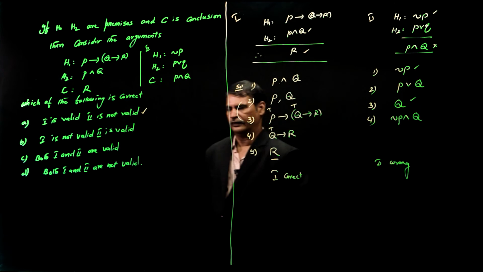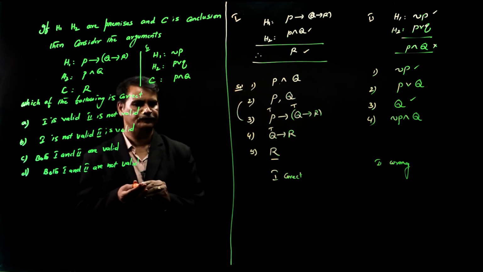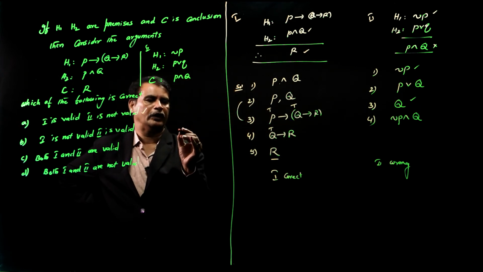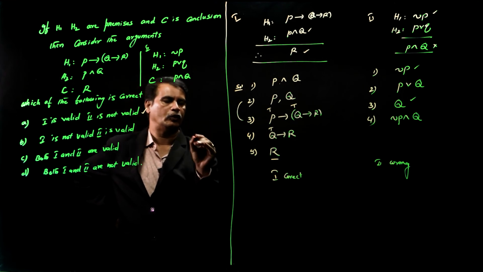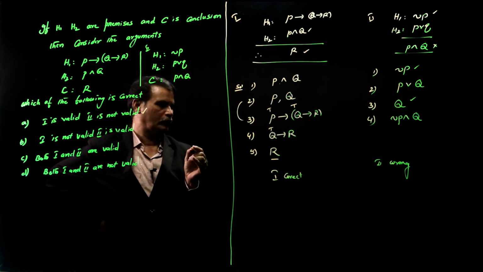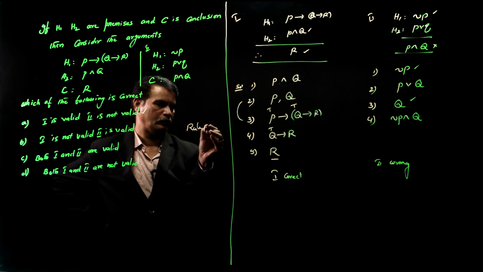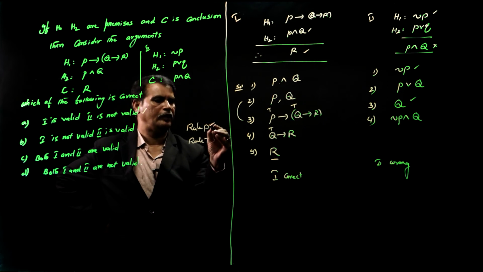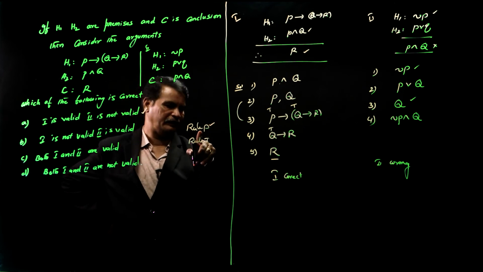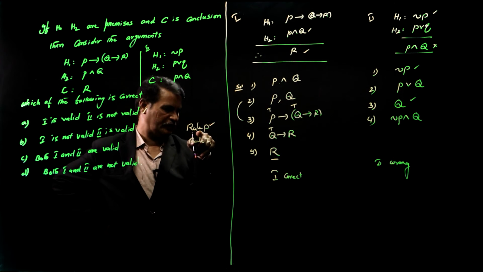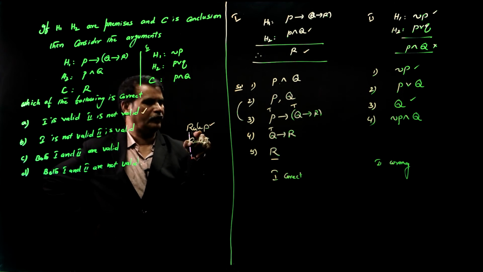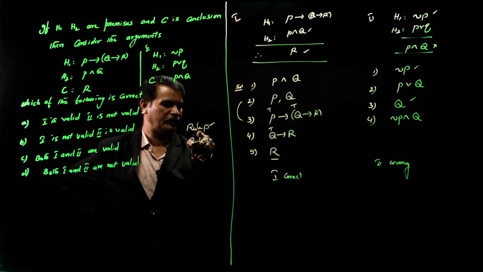At certain stages, we can apply another rule. Which rules do we know up to this stage? We know rule P and rule T. What is rule P? Whatever premises they are giving, you assume that it is true, and at any stage in the problem you can introduce the premises.